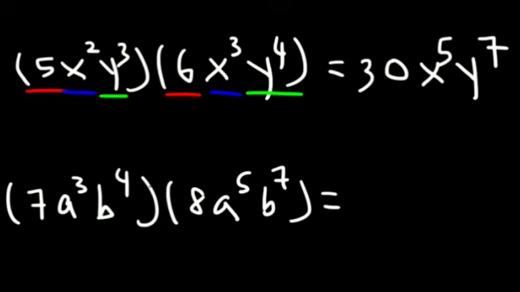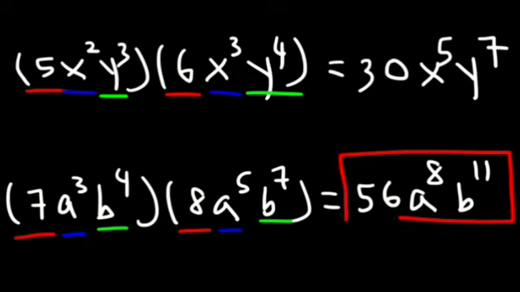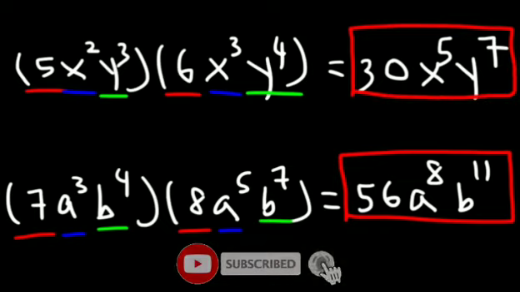Now let's do the same for this one. So here we have 7 times 8. That's going to be 56. And then a cubed times a to the 5th power. So 3 plus 5, that's 8. And then b to the 4th times b to the 7th. 4 plus 7 is 11. And there you have it. So we have 56 a to the 8th power, b to the 11th. And this is 30 x to the 5th, y to the 7th.